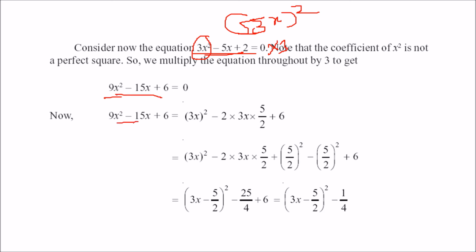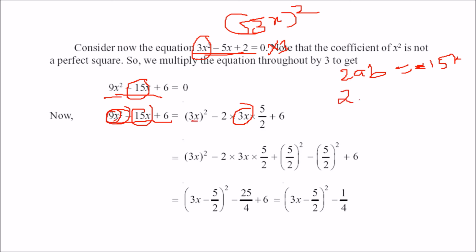9x square minus 15x plus 6, as we know, this becomes 3x square. And now this 15x can be written as 2 into 3x, because 3x is our term. 2ab is nothing but minus 15x, a square plus b square plus 2ab. So 2ab is minus 15x. This we have to see. Now we know that this is 3x square, so a is 3x. 2 into 3x into b equal to minus 15x. Cancel it out. Okay, take 3 here, take 2 also here. So what do we get? We get b equal to minus 5 by 2. So b is nothing but 5 by 2.